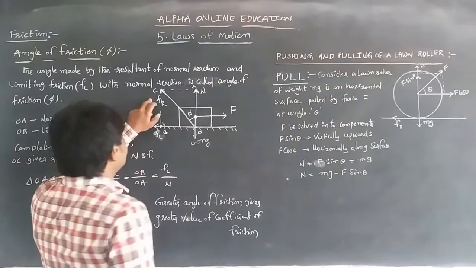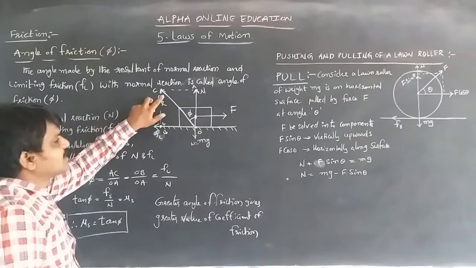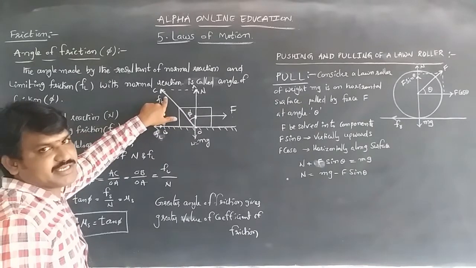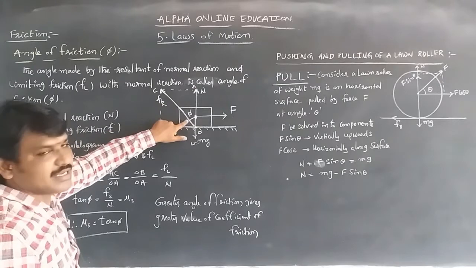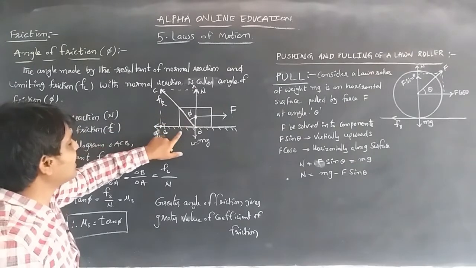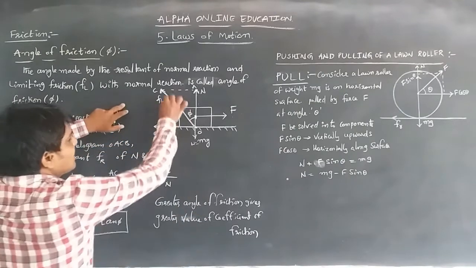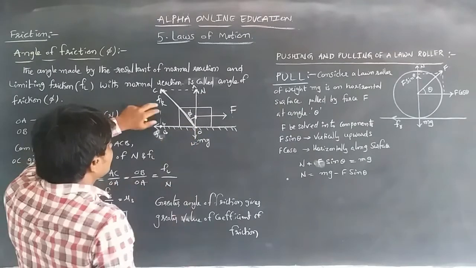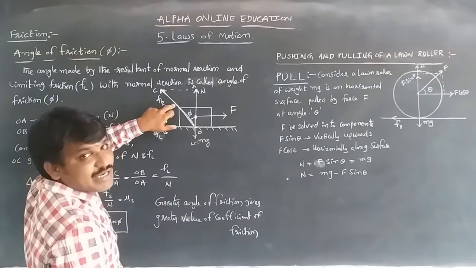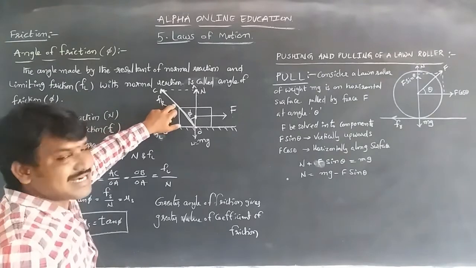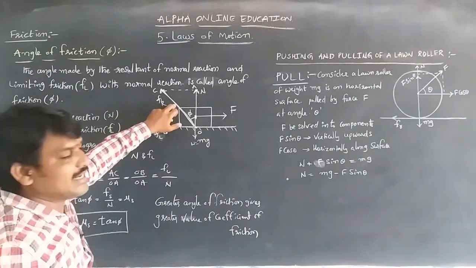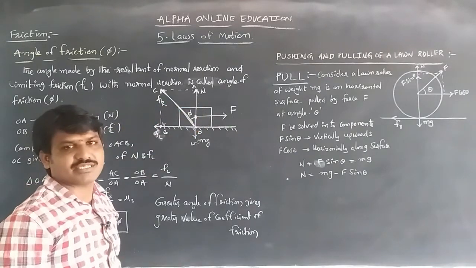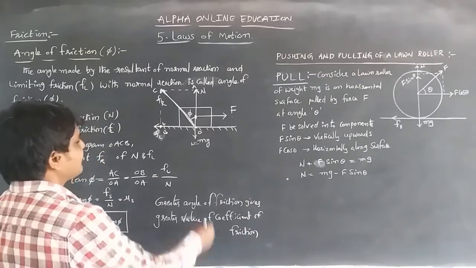So we can say the angle of friction means the angle made by the resultant of normal reaction and limiting friction. The angle made by the resultant of the normal reaction and the limiting friction with the normal reaction is called angle of friction. It is denoted with phi.